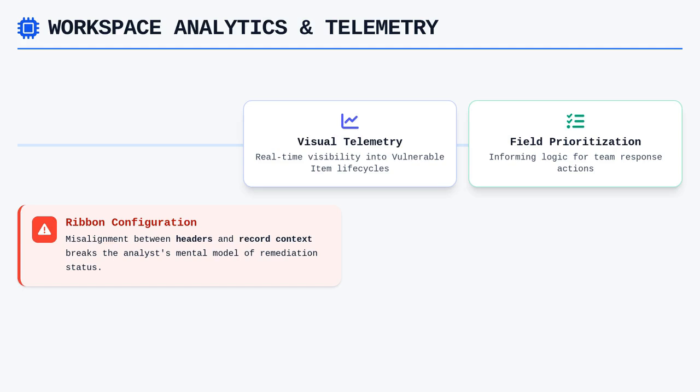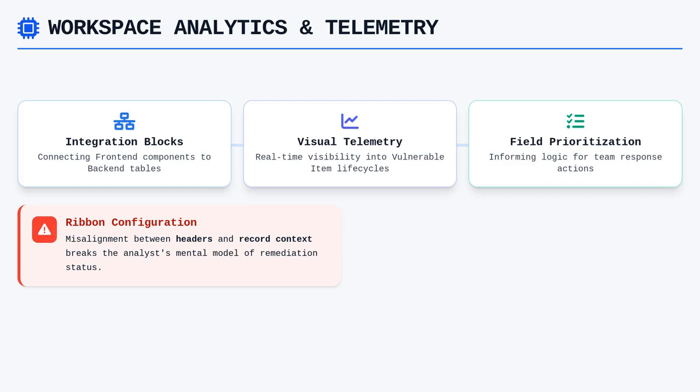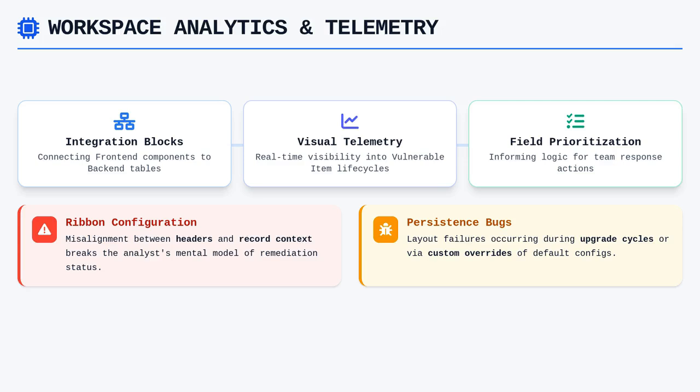If the ribbon fails to reflect the current state of a vulnerability group, the analyst loses the mental model of the remediation status. This setup requires careful attention to integration blocks that connect the front-end components to the back-end tables. Furthermore, we must account for potential layout persistence bugs that can occur during upgrade cycles or when custom overrides are applied to the default configuration.